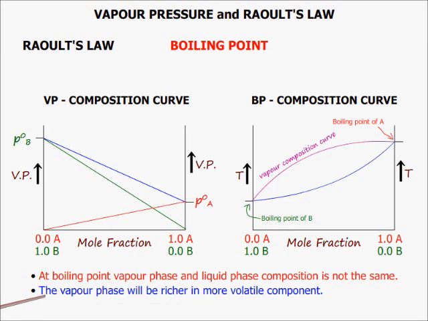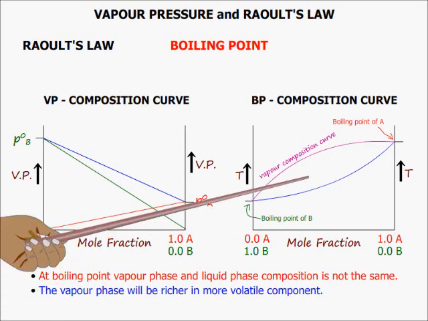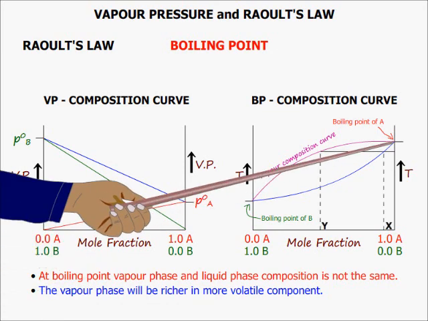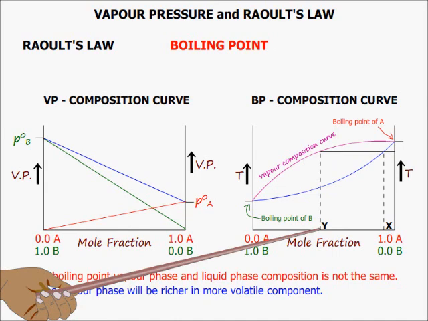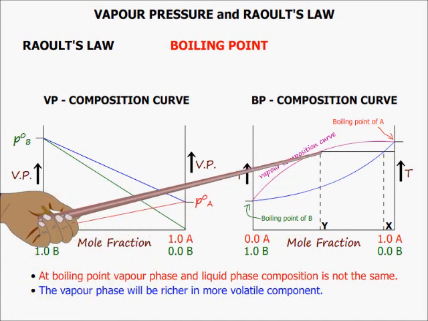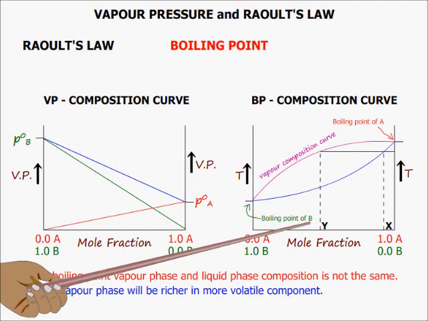We see that the composition of vapor and liquid is the same at a particular temperature only for pure liquids, that is, where the two curves meet at the end. For mixtures, say at composition X, if the liquid mixture is boiled, then its vapor composition will be Y at the same temperature. Composition Y clearly indicates that the vapor will be richer in the more volatile component.